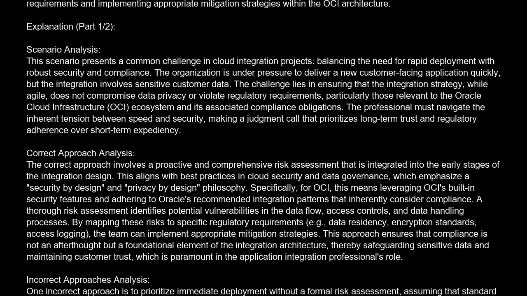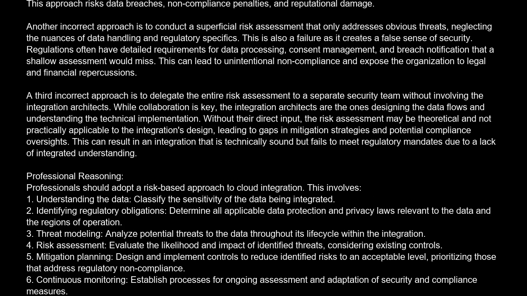Incorrect approaches analysis. One incorrect approach is to prioritize immediate deployment without a formal risk assessment, assuming that standard OCI security configurations are sufficient. This is a significant regulatory and ethical failure because it bypasses due diligence. It implicitly assumes a trust but verify model for sensitive data, which is unacceptable under most data protection regulations. This approach risks data breaches, non-compliance penalties, and reputational damage.